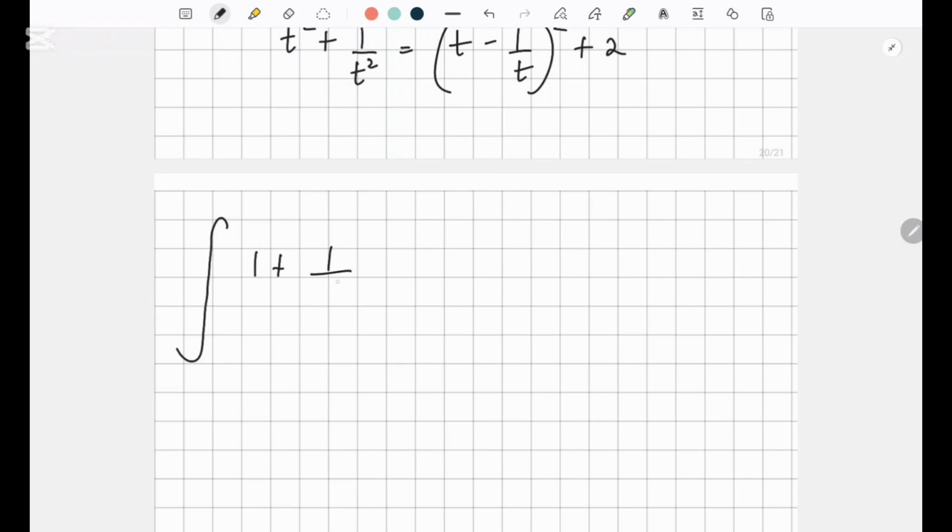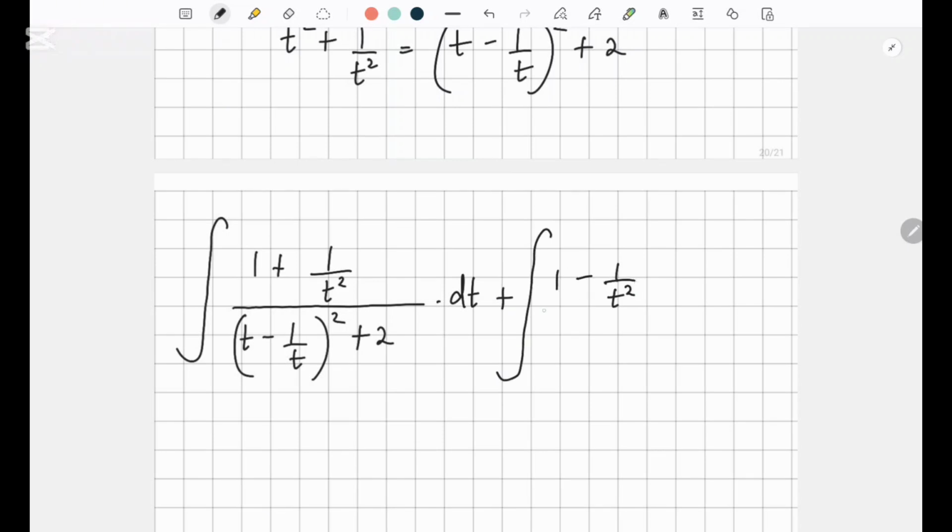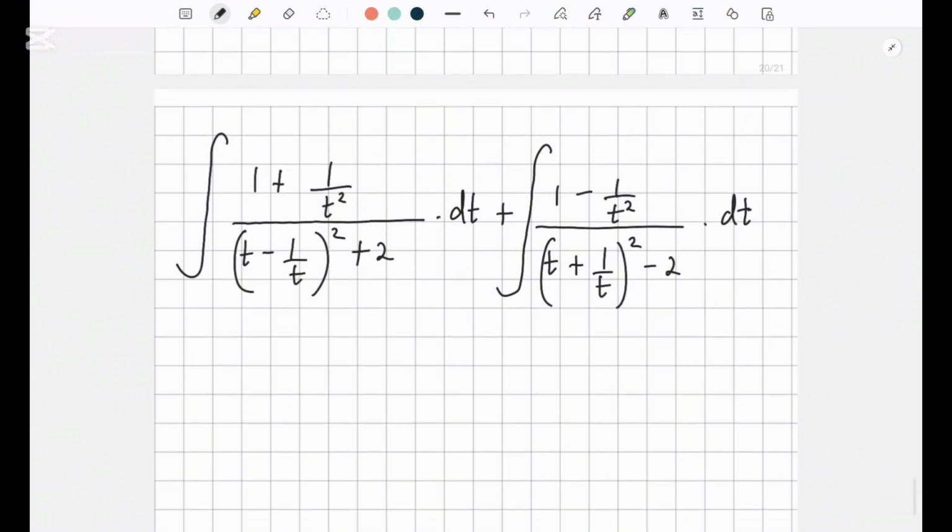Integration of (1 plus 1 over t squared) over ((t minus 1 over t) squared plus 2) dt, plus integration of (1 minus 1 over t squared) over ((t plus 1 over t) squared minus 2) dt. So now let's focus on the integration we have on the left side.